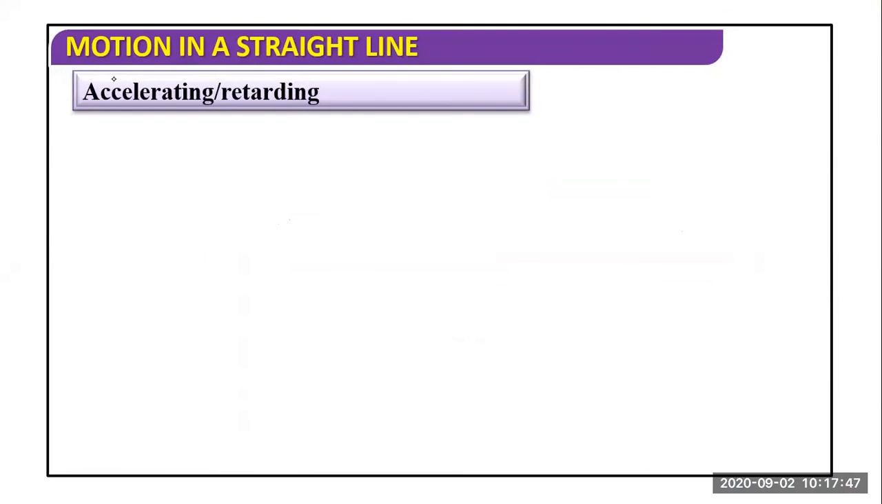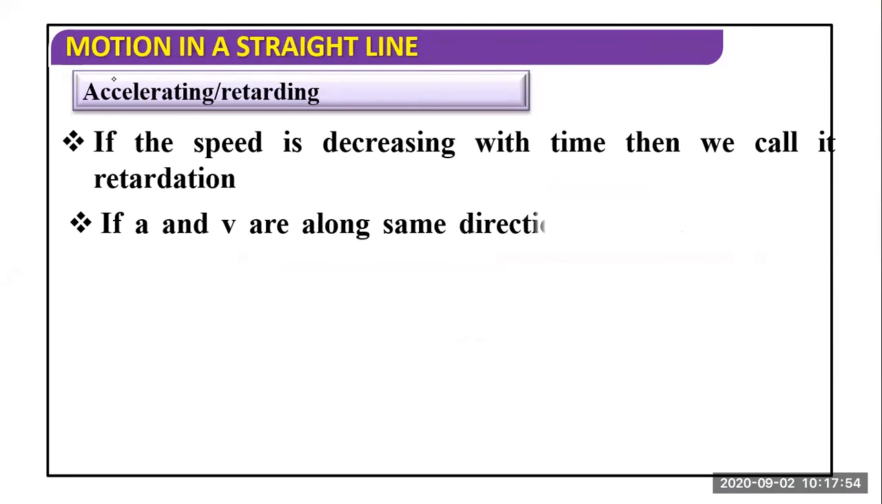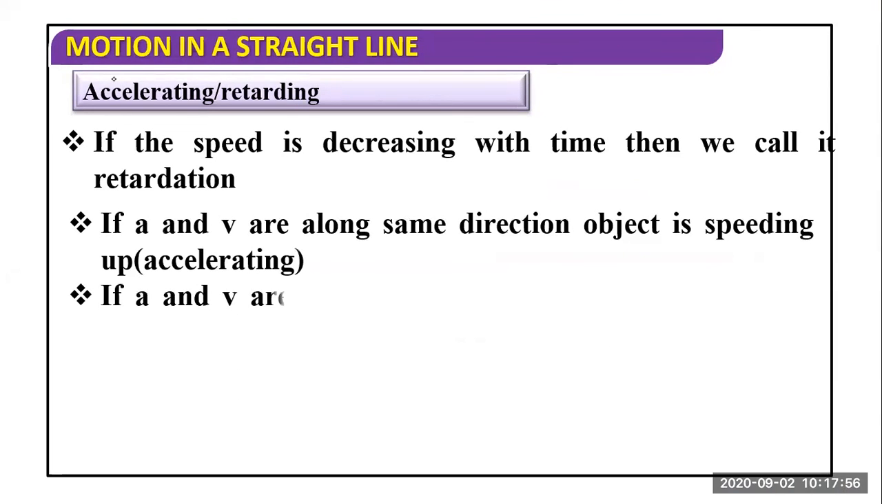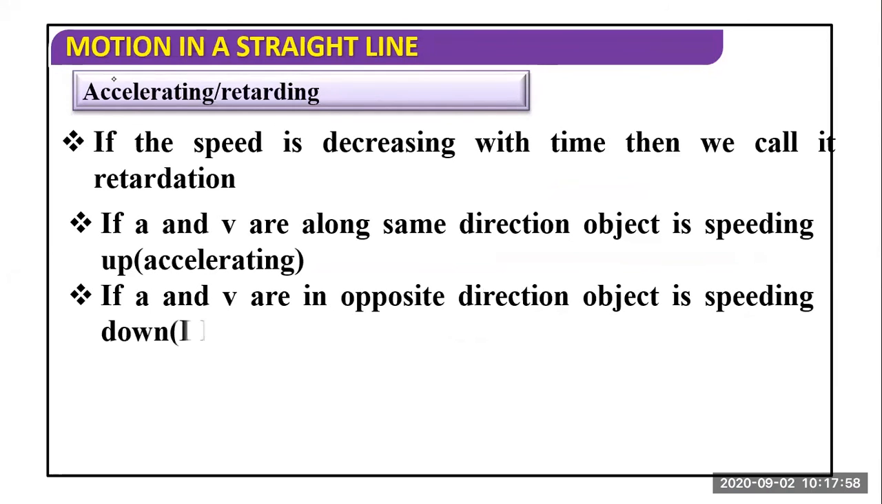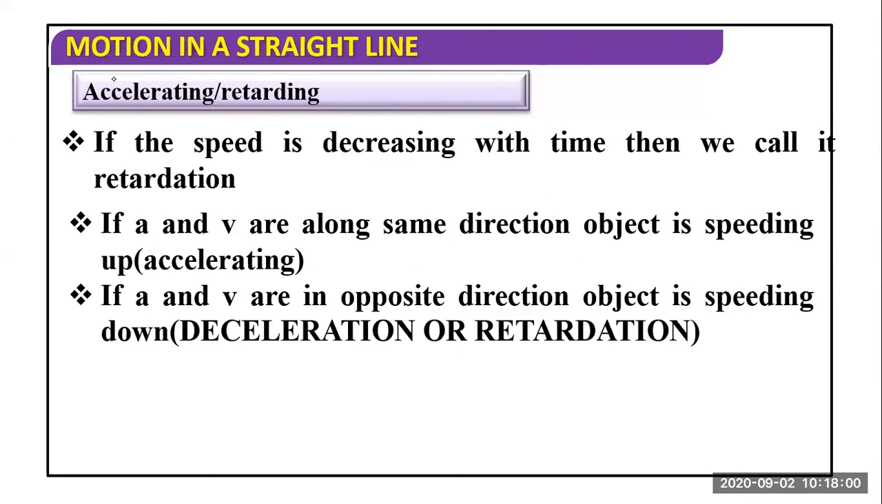Okay, so one thing we will discuss before moving to graph, that is accelerating or retarding. If speed is decreasing with time, we call it retardation. It occurs when acceleration is opposite to velocity. When you have acceleration and velocity in opposite directions, you will have speed decreasing, and that is called retarding.